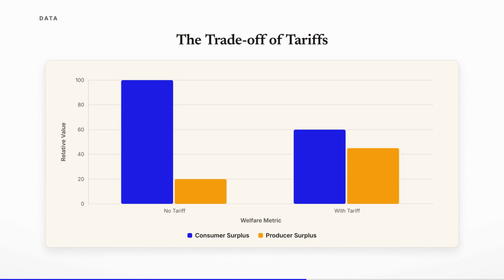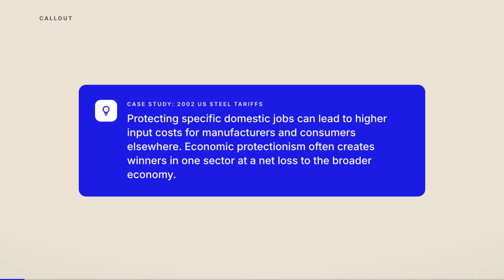When a tariff is applied, the price rises. This increases producer surplus for local businesses, but shrinks the consumer surplus. In economics, we calculate these as triangles on a supply and demand graph to see the net effect on national welfare. While tariffs are taxes, quotas are hard limits on the quantity of imports.